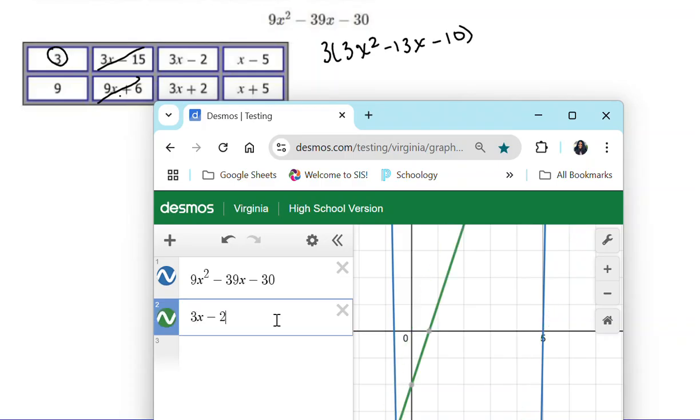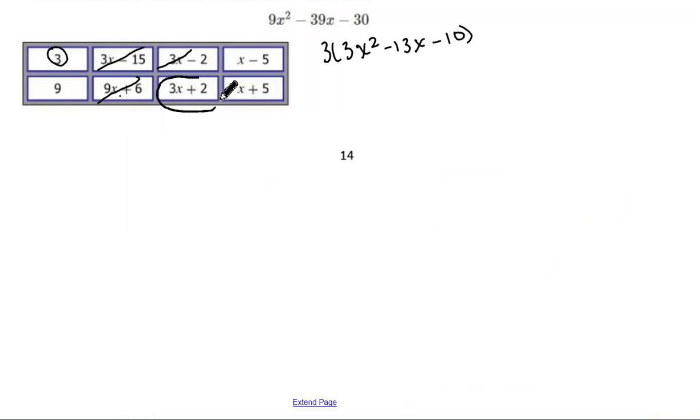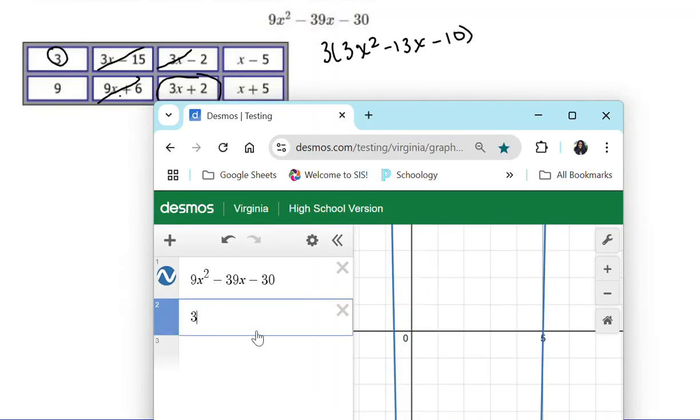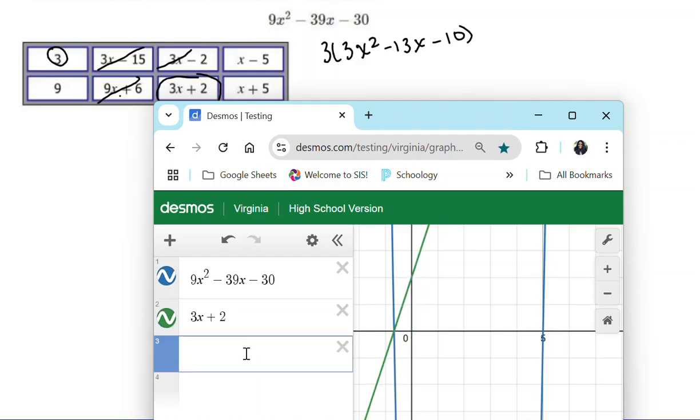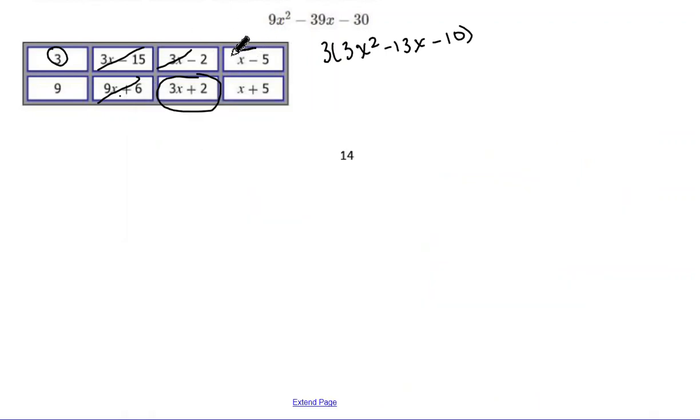So I'm not going to use that. 3x minus 2, is that a factor? Not at all. So I'll go ahead and cross that out. And then 3x plus 2, yep, that's a factor. And I don't see a GCF, so that's my legit factor. And then you have, let me keep that one actually. And then you have x minus 5. Yep, that is the other factor. Okay.